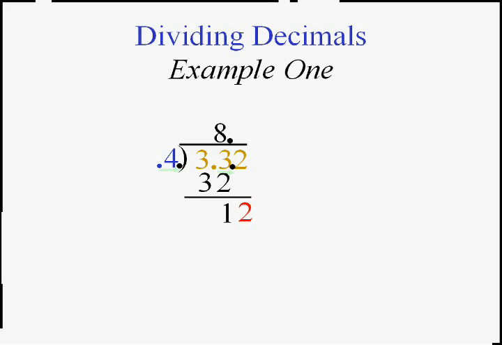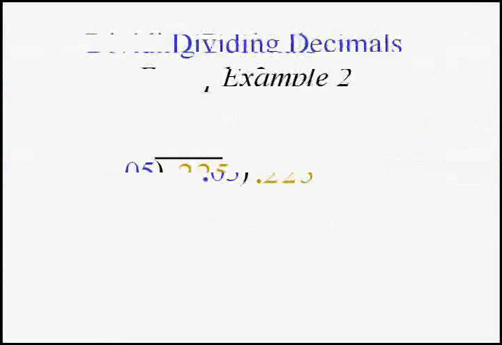Now I make another guess. 4 into 12 goes 3 times. Multiply. Subtract. And son of a gun, you are correct, sir. I've got the answer. Thank you, sir. May I have another?